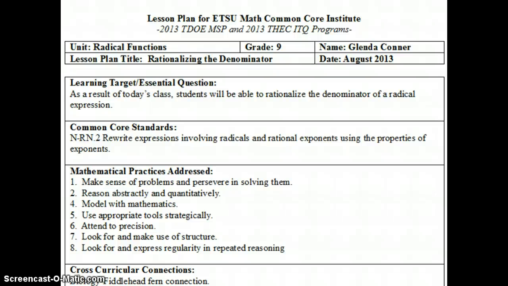Today I'll be explaining my lesson plan, How to Rationalize a Denominator. This lesson is for a typical Algebra 1 class. Most students do not see the significance of why the denominator needs to be rationalized. This lesson will focus on the beauty of a simplified answer.